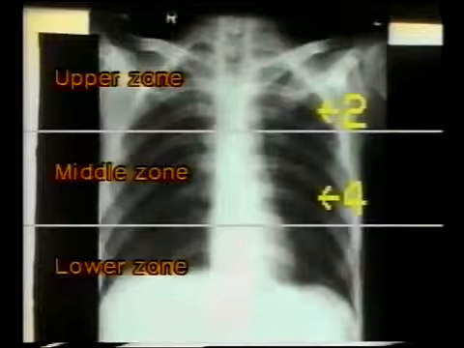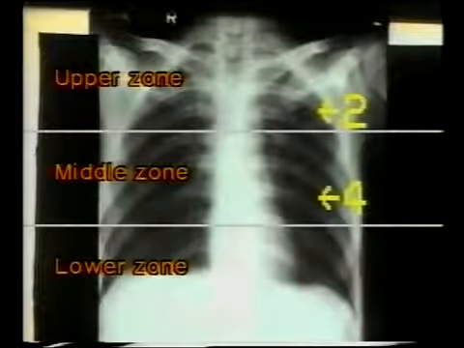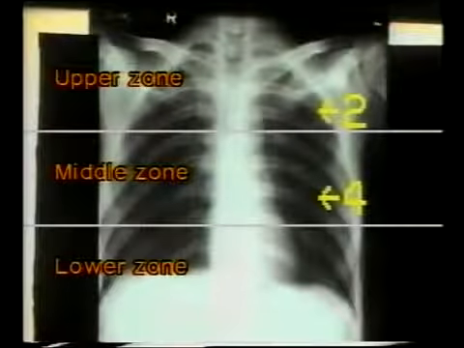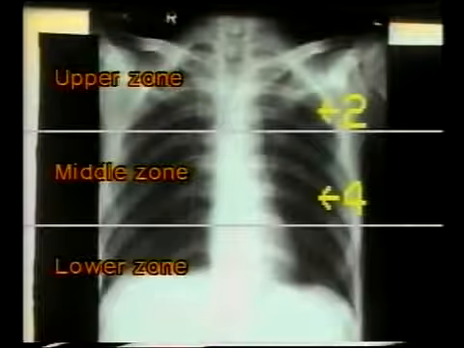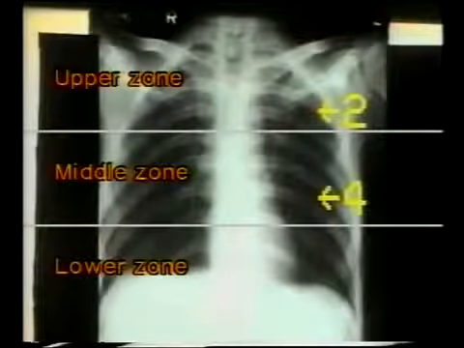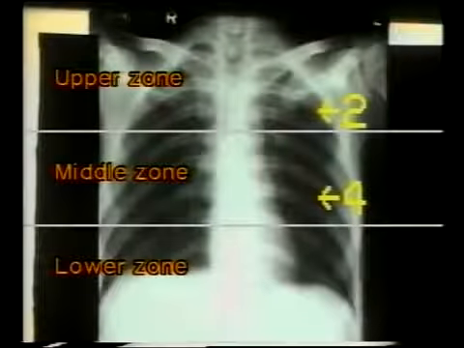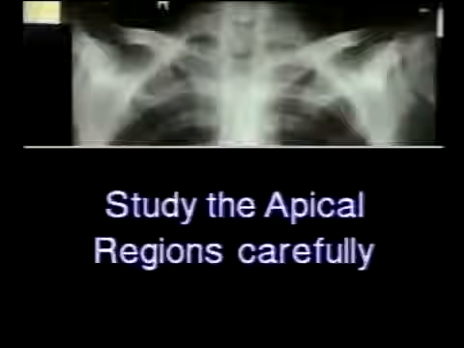Now first study the lung fields in the three zones, upper, middle and lower. Upper zone is the area above the anterior end of the second rib. Lower zone is the area below the anterior end of the fourth rib. And middle zone is between the anterior ends of the second and fourth ribs. Compare the lung fields on the right and left side in the upper, middle and lower zones. The lung fields should be equally radiolucent on both sides at equivalent levels.